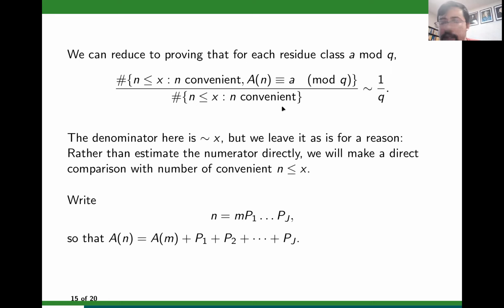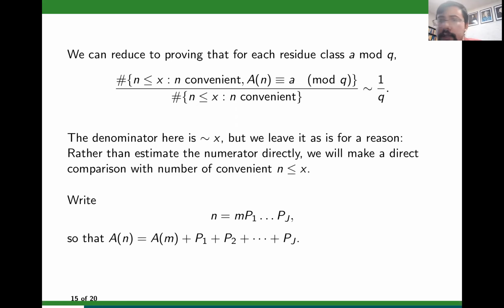Now, it would be easy to show that almost all numbers up to x are convenient. And so this proposed asymptotic wouldn't change if I had written x in the denominator instead of the more complicated number of n up to x such that n is convenient. That would be the same statement that I want to prove. But actually, I prefer to leave the ratio on the left-hand side exactly the way it is. The reason is that the method we're using doesn't require a very precise estimate for the denominator. What we'll do is directly compare the numerator with the denominator and show that the ratio is asymptotic to 1 over q.